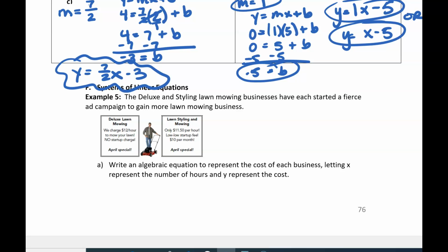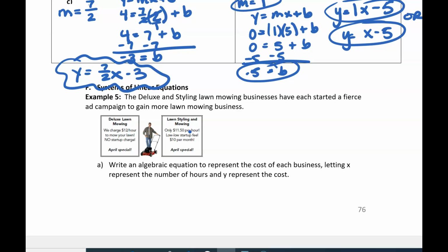So we couldn't do an algebra section without doing a couple story problems. So that's what this next part has to do with. So in example 5, we've got 2 types of lawn mowing businesses, and they have each started a fierce ad campaign to gain more lawn mowing business. Let's look at both of these.